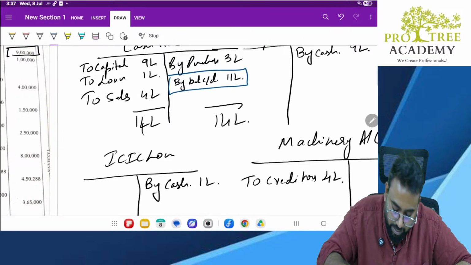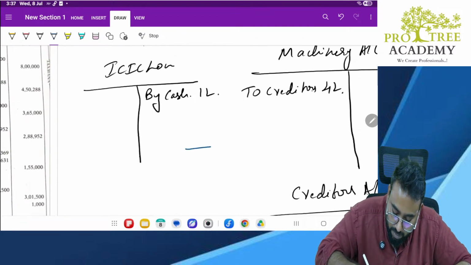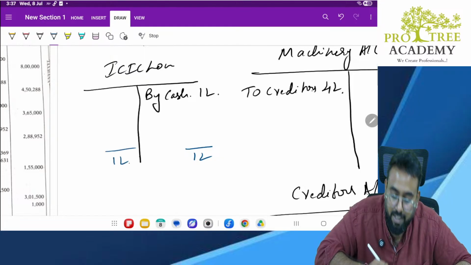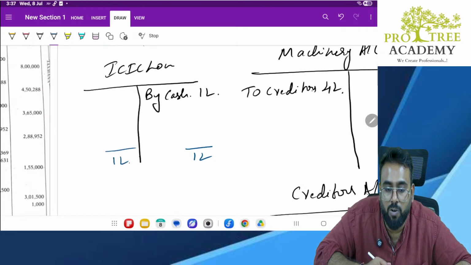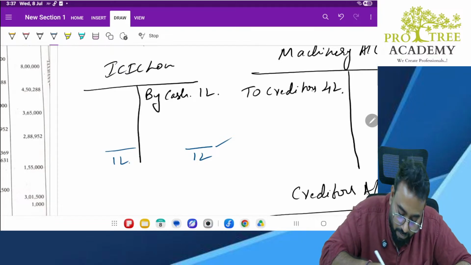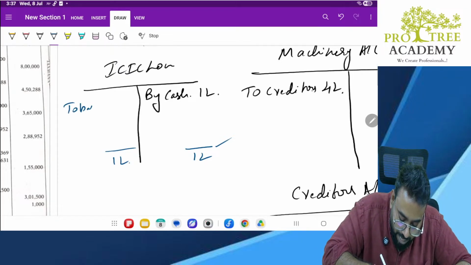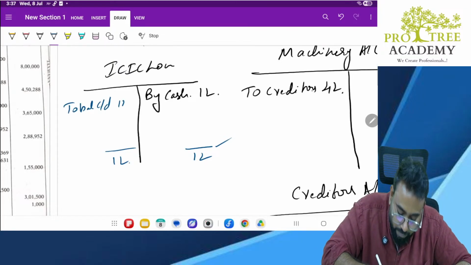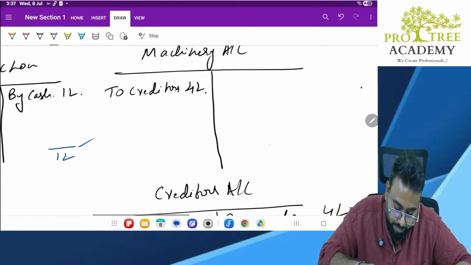Yes. Next, ICICI loan. 1 lakh, 1 lakh. ICICI loan is what account? Liability account. Liability will always have a credit balance. So, the difference will go to balance carried down. So, this is our balancing figure.